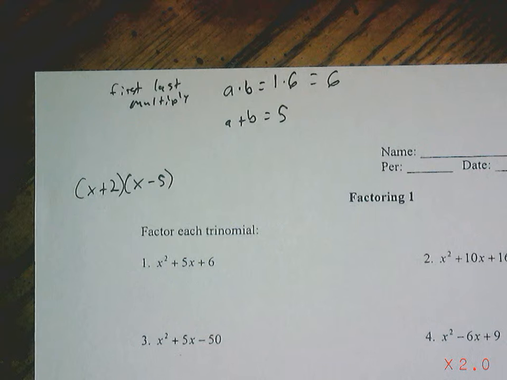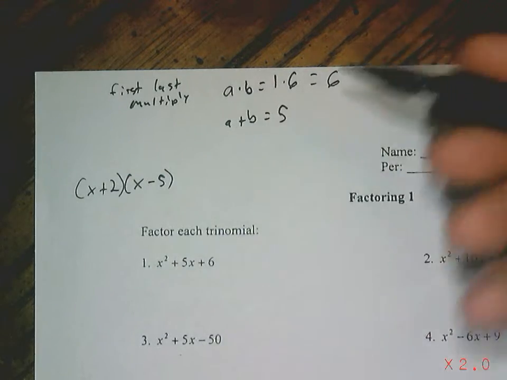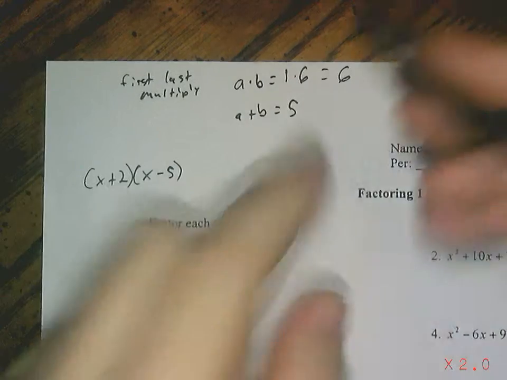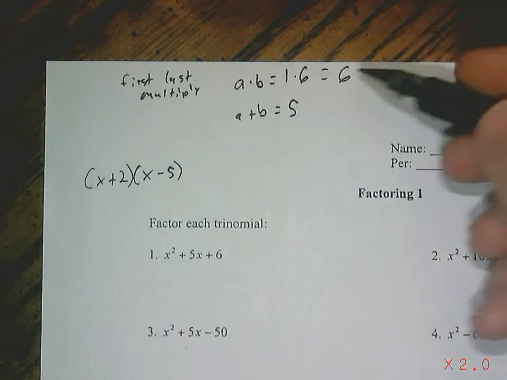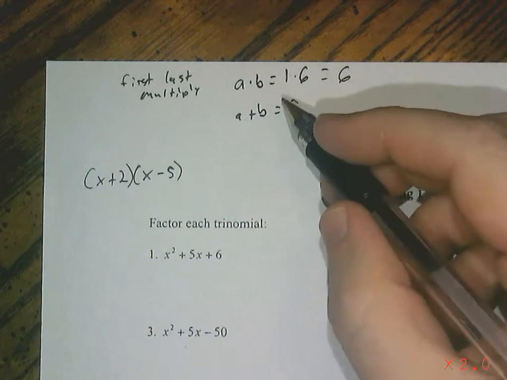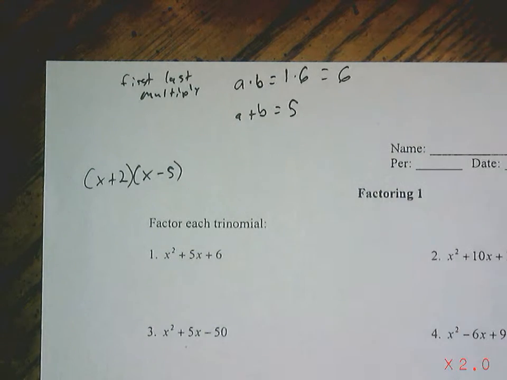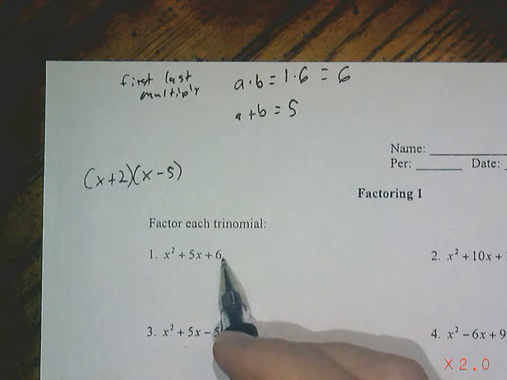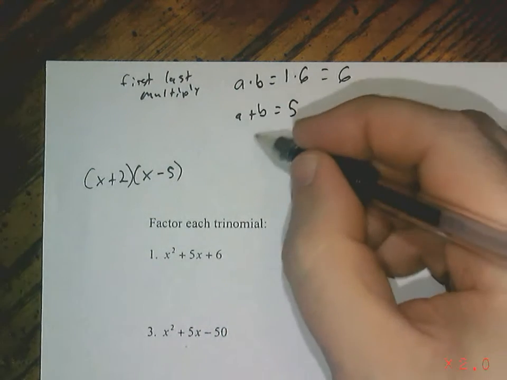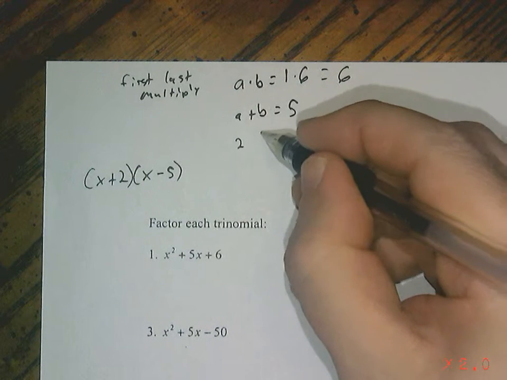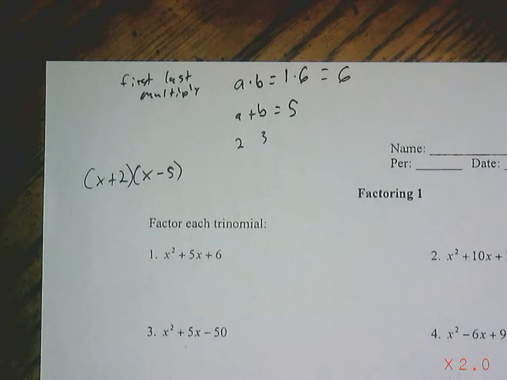Okay, now when we look at this, 1 times 6, add them together, we wouldn't get 6, we would get 7, right? So it can't be 1 and 6. What else could multiply to get 6? It would be 2 and 3. So a and b would have to be 2 and 3. Add them together, we get 5.